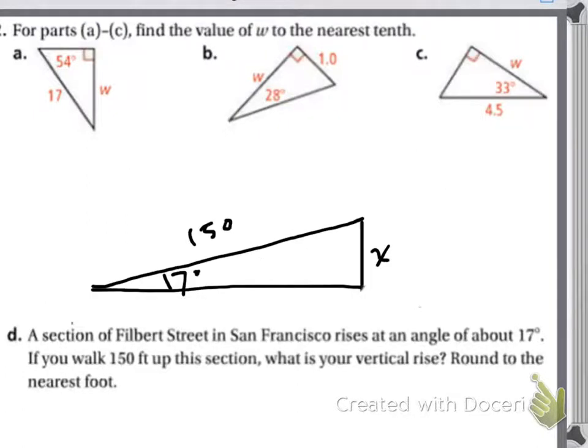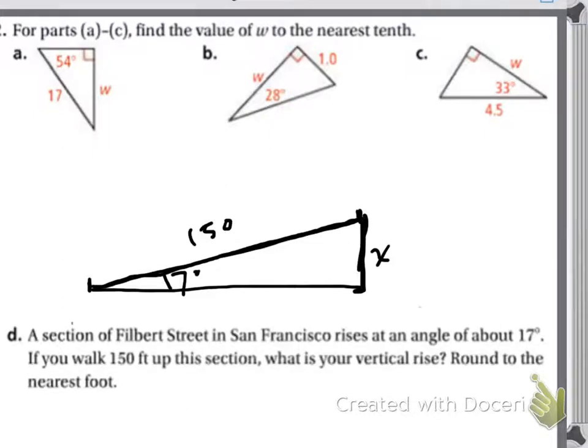Alright. In D it says a section of Filbert Street in San Francisco rises at an angle of about 17 degrees. If you walk 150 feet up this section, what is your vertical rise, rounded to the nearest foot? With any type of word problem, you want to draw a picture. So here's Filbert Street rising at a 17-degree angle. If you walk 150 feet up this section, what's going to be my vertical rise represented here?